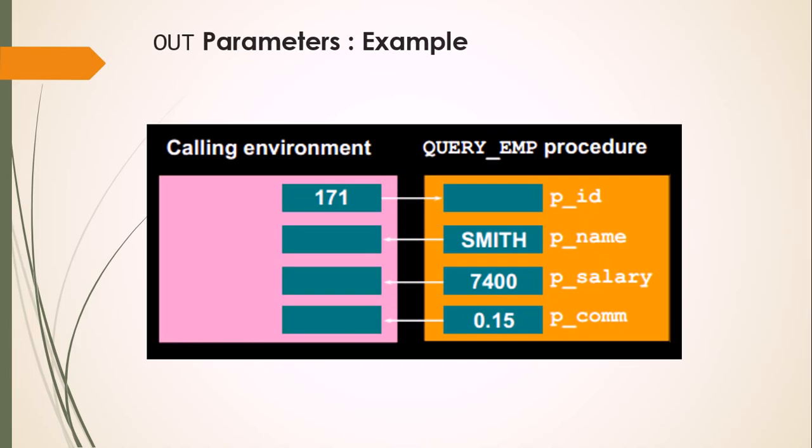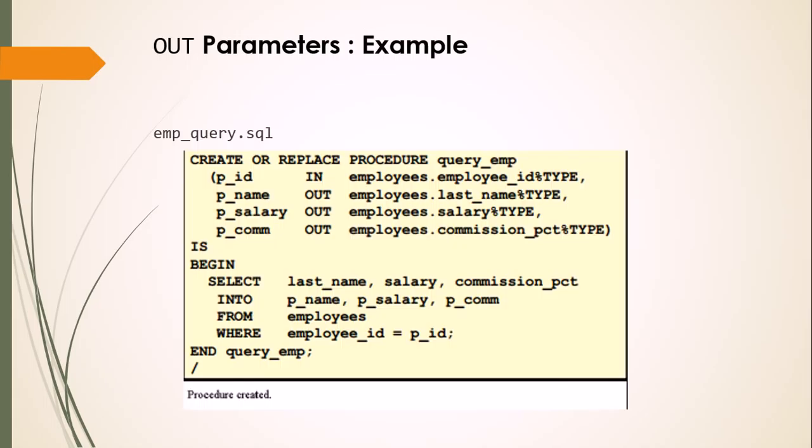OUT parameter example, calling environment, and then query_emp procedure. 171 is the calling id, and then pname is the variable of the calling environment, and then psalary and pcomm in the calling environment. OUT parameter example, emp_query.sql. The code is create or replace procedure query_emp (p_id in employees.employee_id%type, p_name out employees.last_name%type, p_salary out employees.salary%type, p_comm out employees.commission_pct%type) is begin select last_name, salary, commission_pct into p_name, p_salary, p_comm from employees where employee_id = p_id; end query_emp; and then compiling.